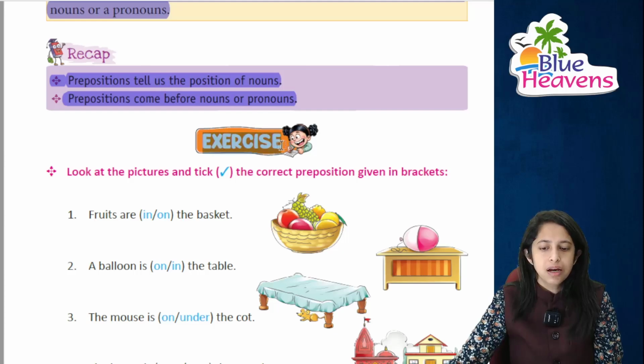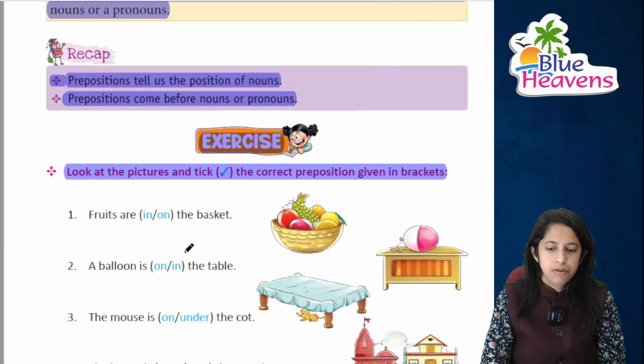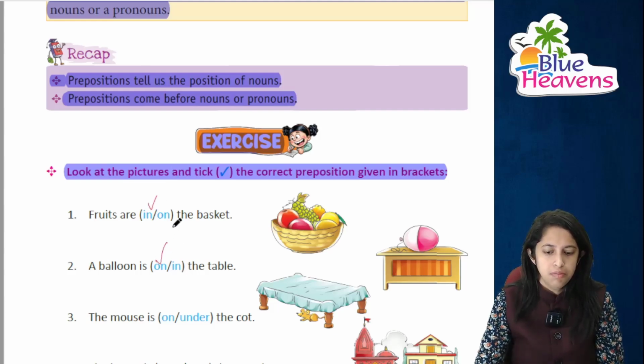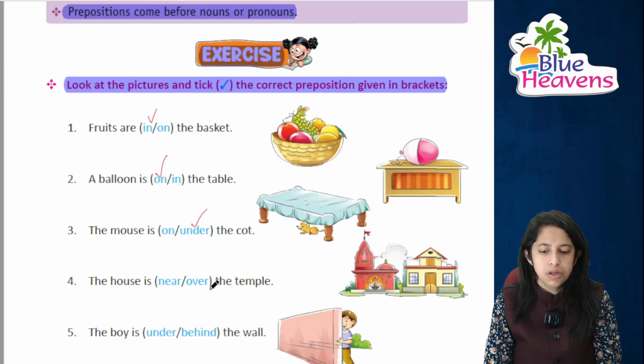Moving on to the exercise, we have to look at the pictures and choose the correct form of preposition. So the fruits are dash the basket. Fruits कहाँ हैं? The fruits are in the basket, right? A balloon is dash the table. A balloon is on the table. The mouse is dash the cord. The mouse is under the cord. Cord के नीचे है. The house is dash the temple. The house is near the temple, right?